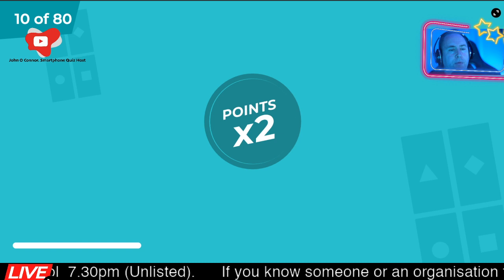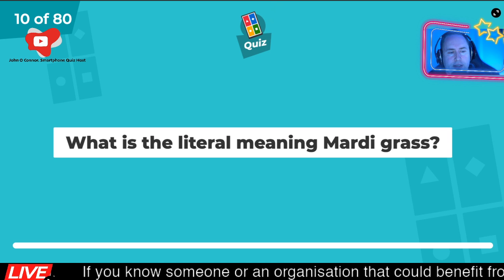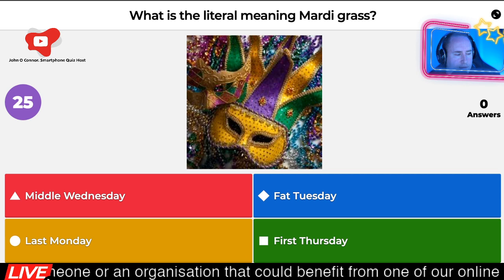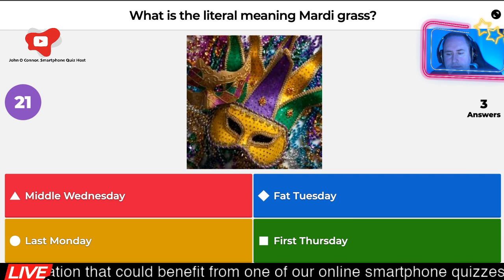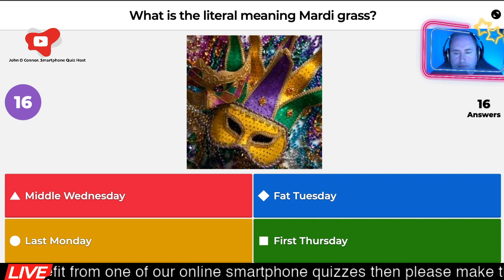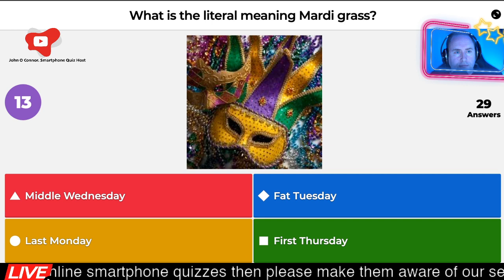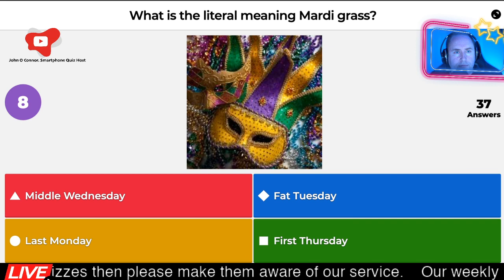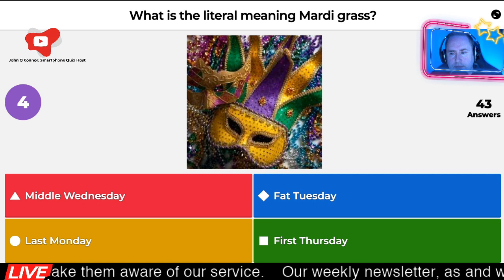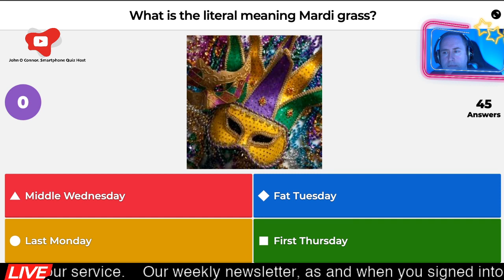What's the literal meaning of Mardi Gras? Is it Middle Wednesday, Fat Tuesday, Last Monday, or First Thursday? Three correct answers. Fat Tuesday is correct. Well done, 23 teams.